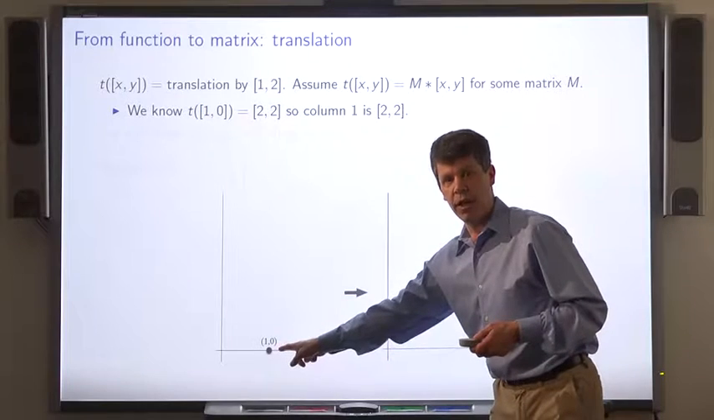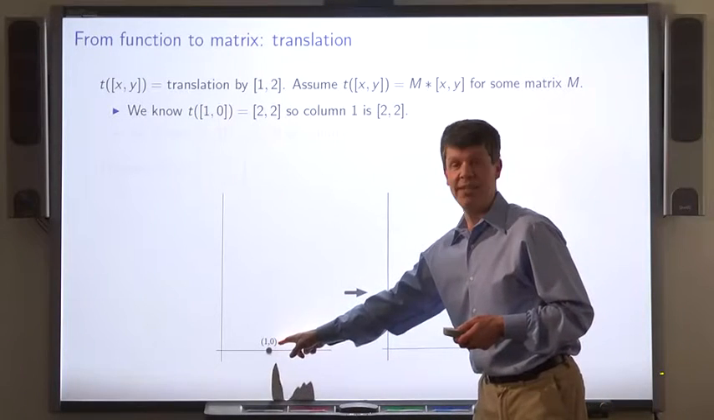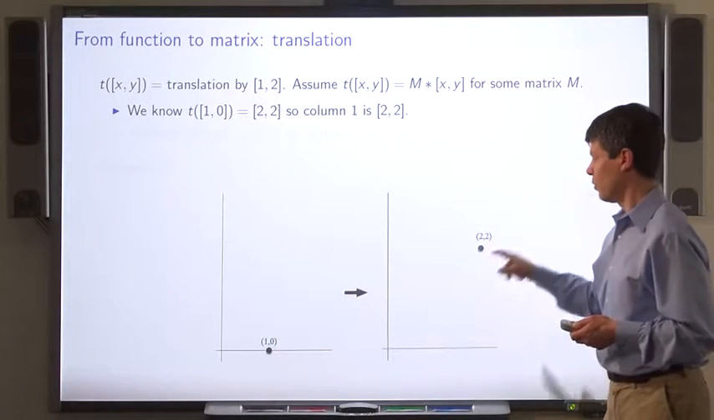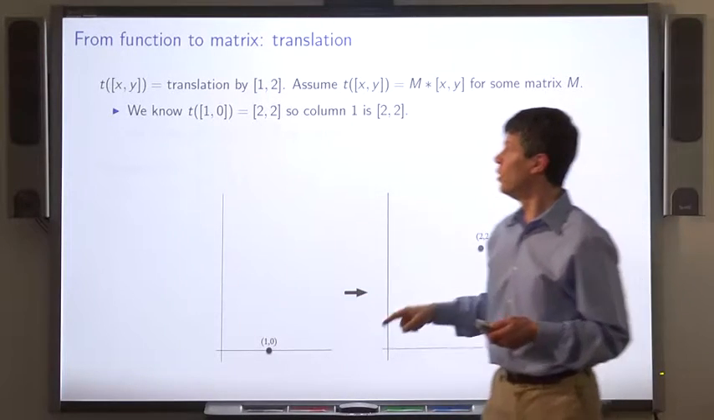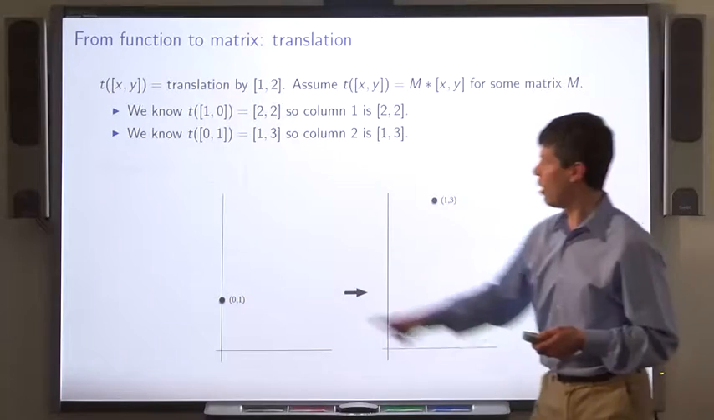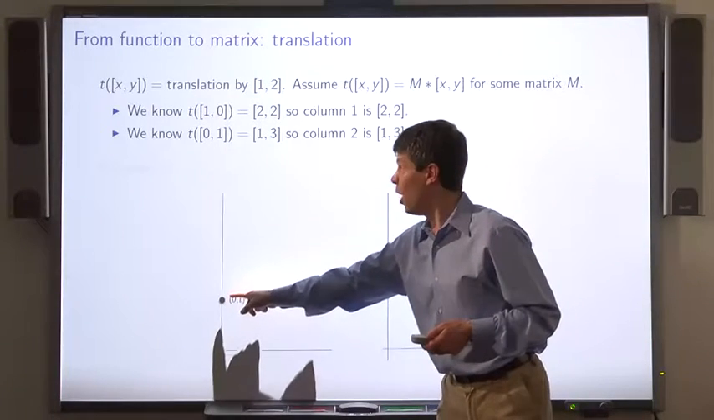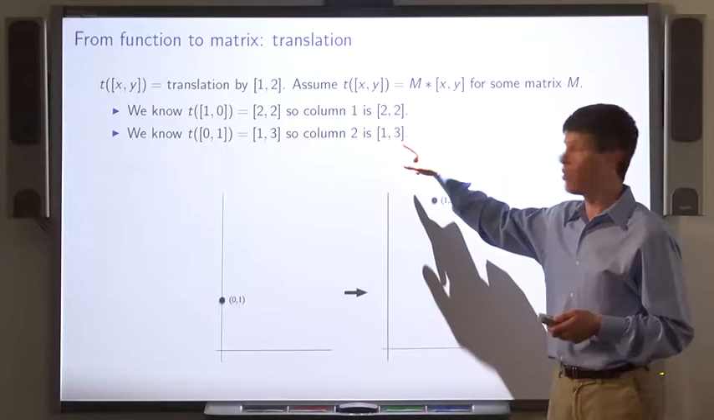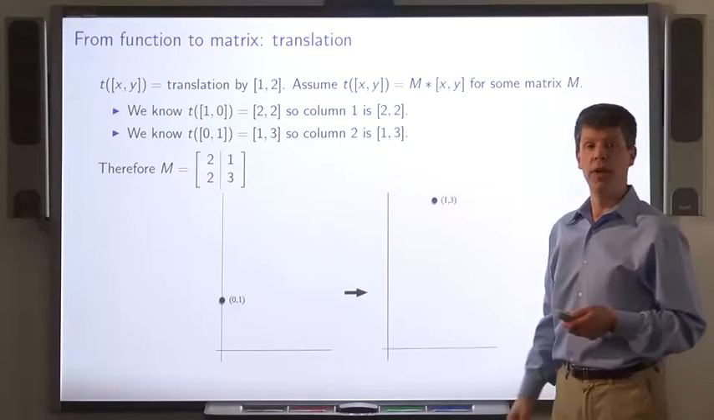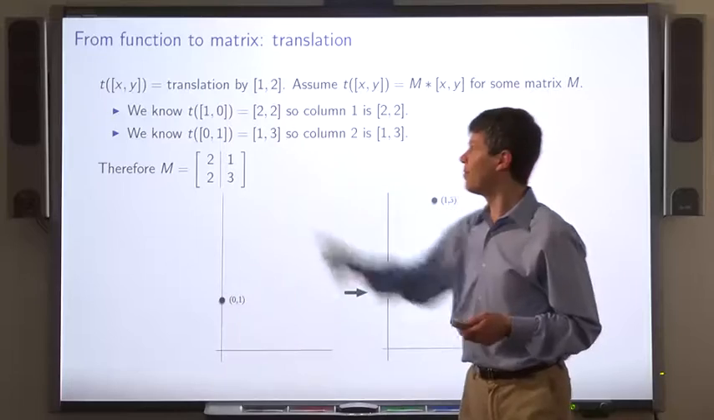We start with the point (1, 0), translate it, and we get (2, 2). So the first column would have to be (2, 2). We start with the second generator, (0, 1), and translate it, and we get (1, 3). So the second column of this matrix would have to be (1, 3). So the matrix would look like this.